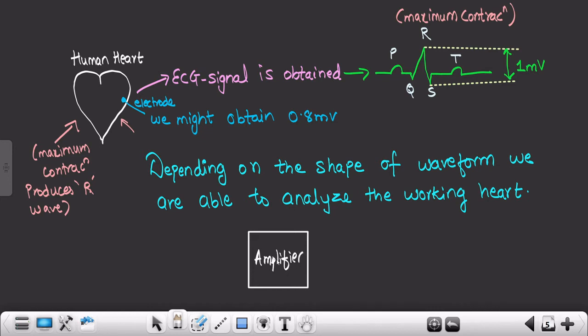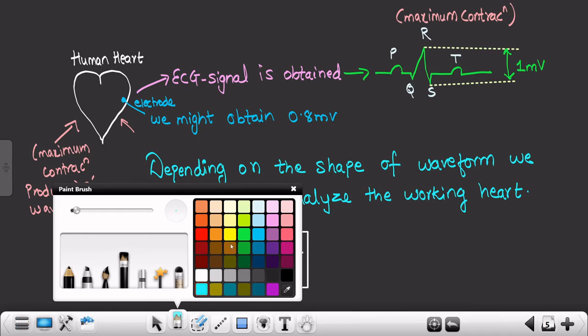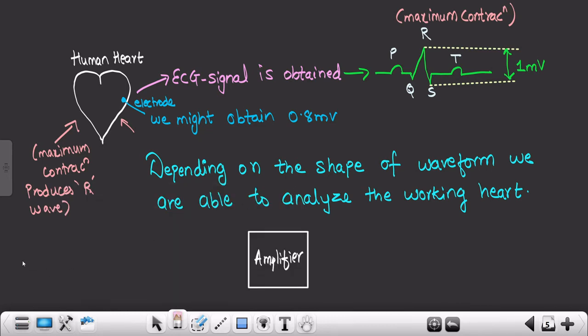Okay, and from the heart, let's suppose this is your heart. Obviously with the help of an electrode, although there is a lot of circuitry involved in between the amplifier and this, like signal conditioning circuits and all that, we will study in the sensors part. But right now, for your understanding, I'm taking this example. So this is your electrode.